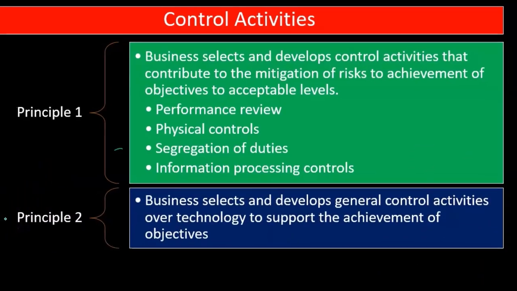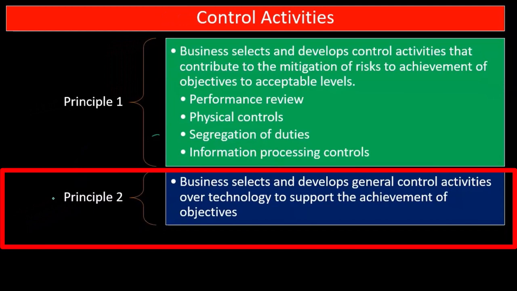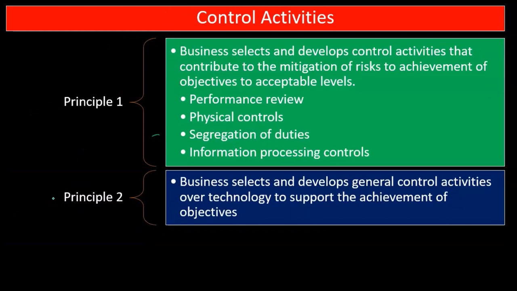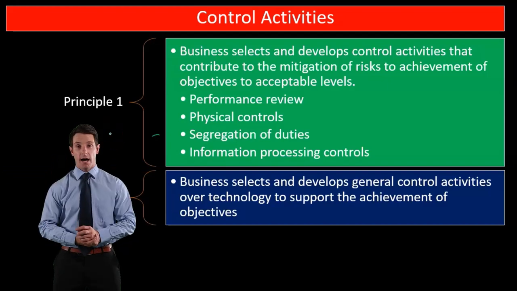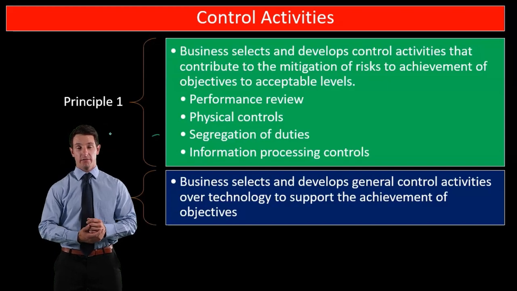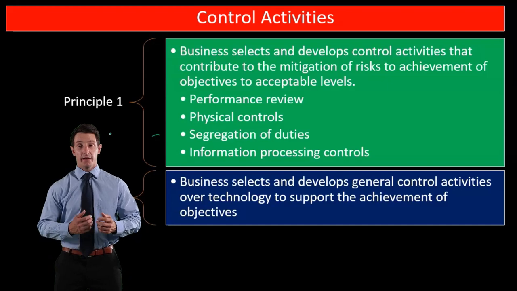Principle number two, business selects and develops general control activities over technology to support the achievement of objectives. So once we have the control activities, we will set them up, and we're probably going to need technology in order to do this. We're going to have some type of database program as part of our internal controls.